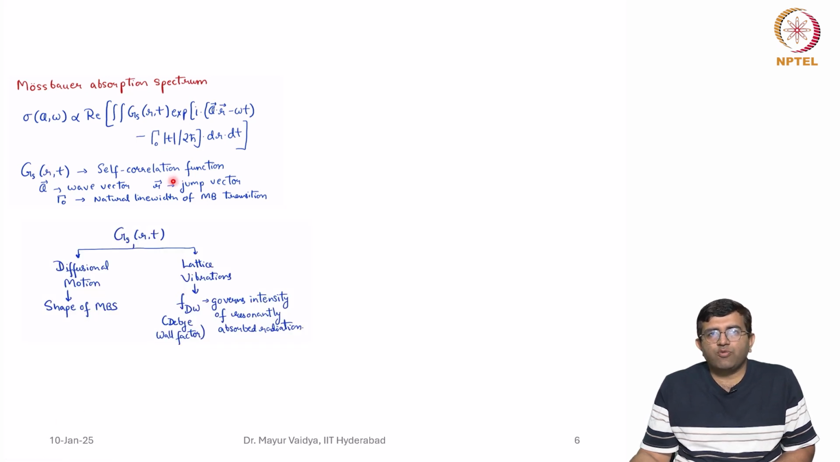Now this self-correlation function has two parts to it. One is due to the lattice vibration, and this lattice vibration governs the intensity of the resonantly absorbed radiations, so the radiations which are absorbed. Another part is the diffusional motion, which decides the shape of the Mössbauer spectrum. The lattice vibration is quantified by a parameter known as the Debye-Waller factor, which is represented as f_DW.